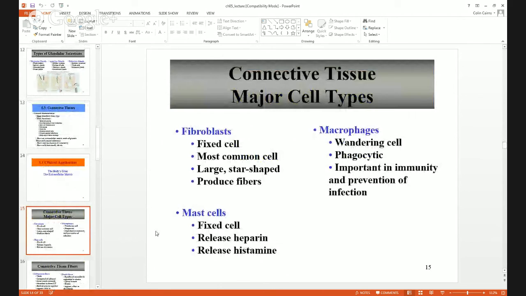The major cell types of connective tissue are the fibroblasts, which are a fixed cell. They're large and star-shaped. They produce fibers. Macrophages, which are wandering. They're phagocytic, and they're important in immunity and prevention of infection. And the mast cells. Those are fixed cells that release heparin and histamine.